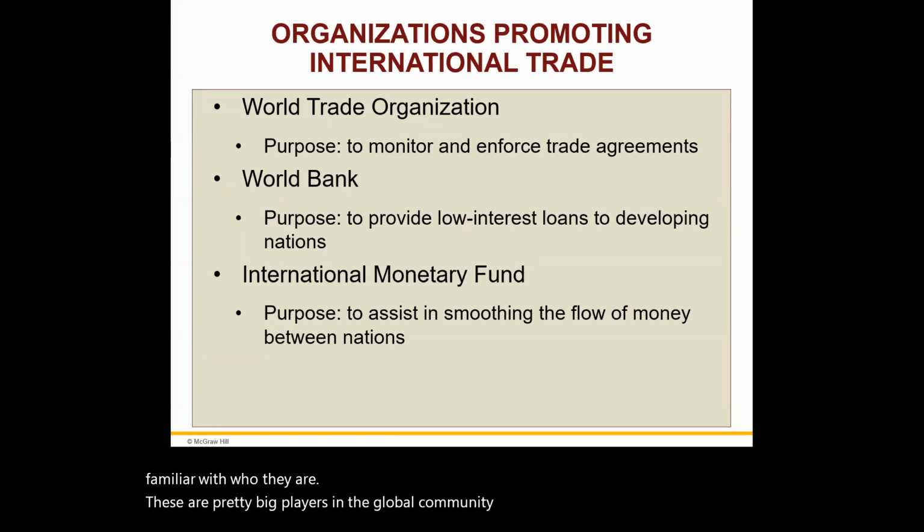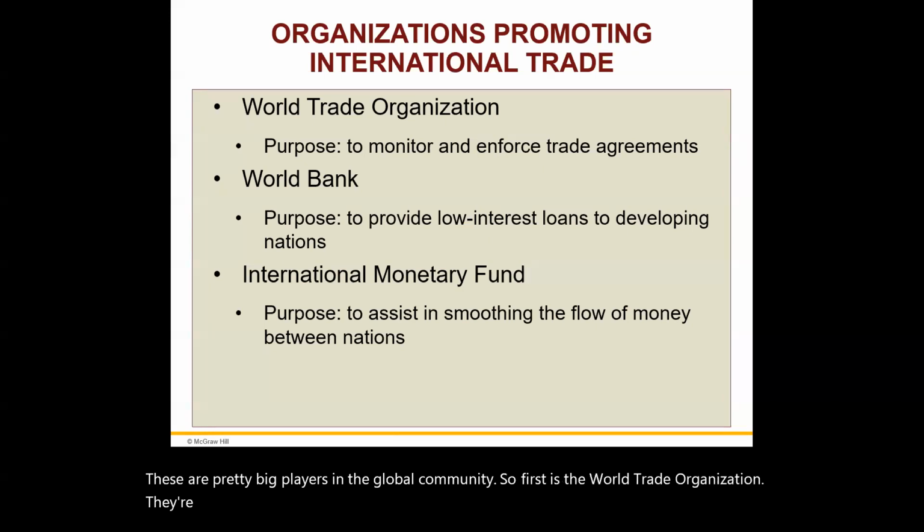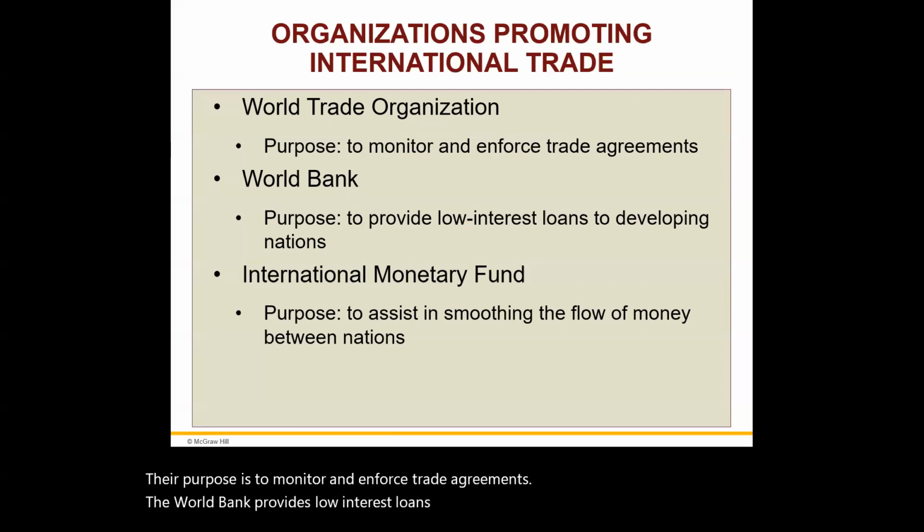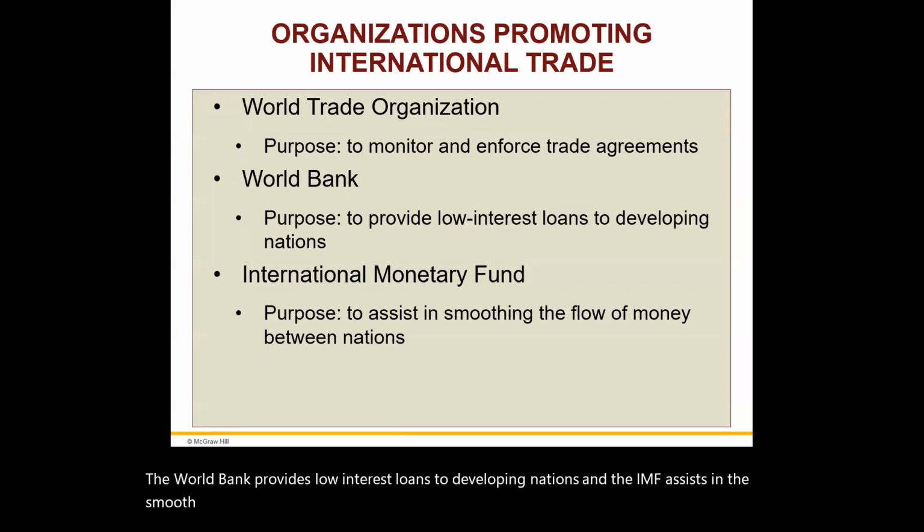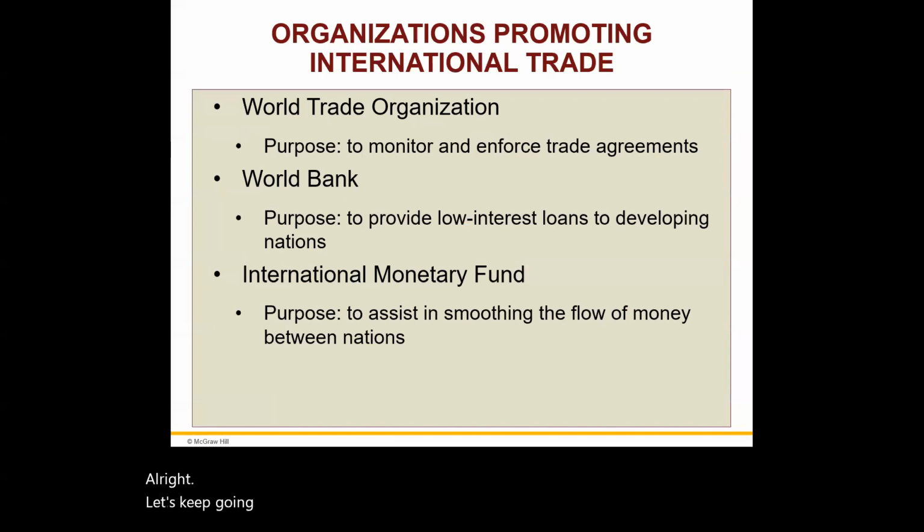So first is the World Trade Organization. Their purpose is to monitor and enforce trade agreements. The World Bank provides low-interest loans to developing nations, and the IMF assists in the smooth flow of money between nations. All right, let's keep going.